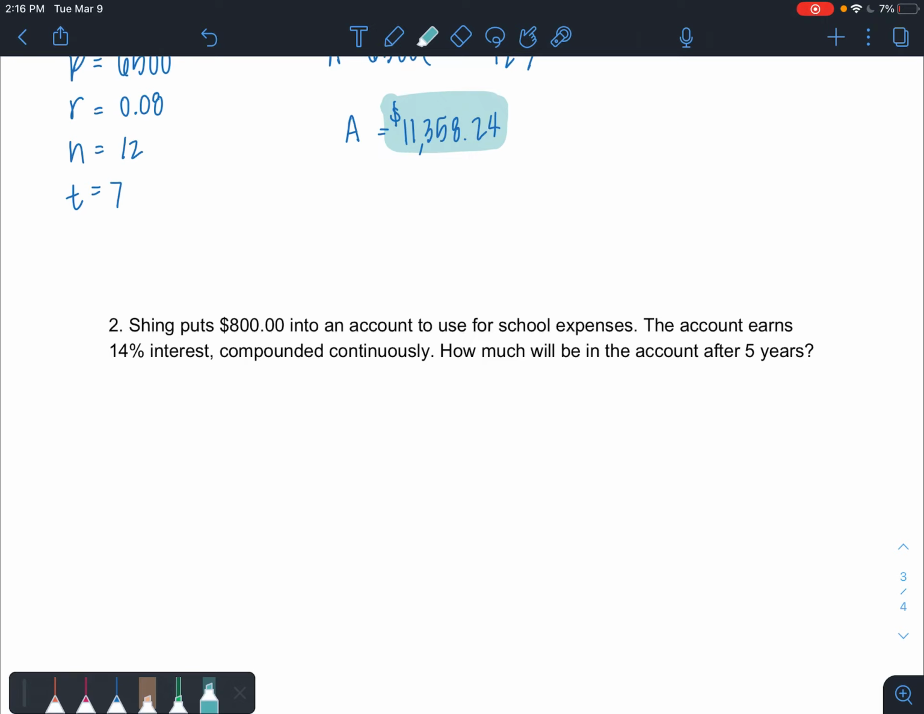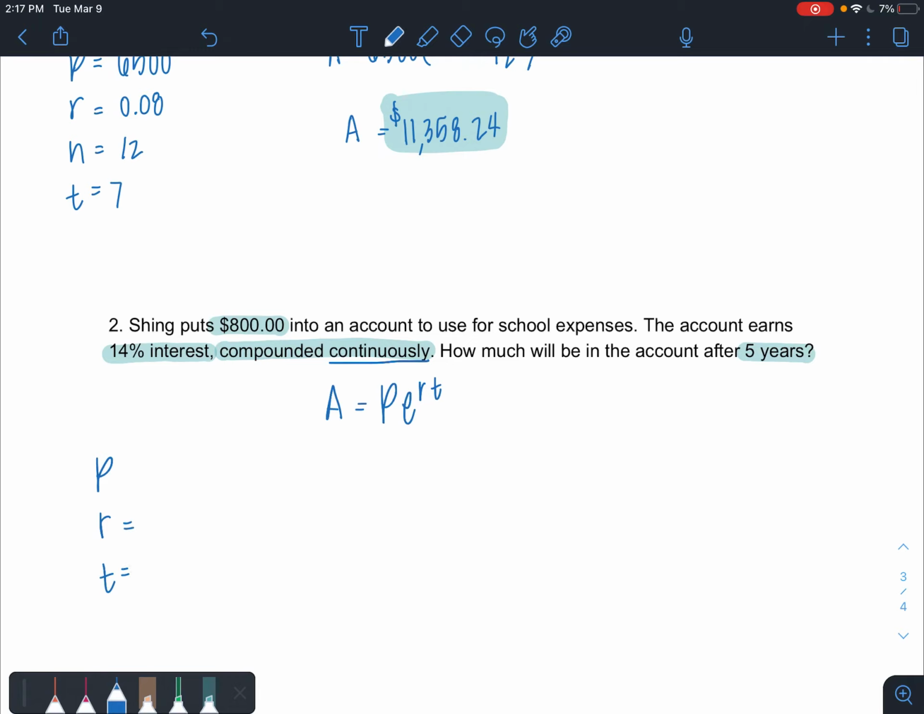Okay. It says Xing puts $800 into an account to use for school expenses. The account earns 14% interest compounded continuously. How much will be in the account after 5 years? And I'm going to go ahead and highlight $800. All right, so this one, since we're compounding continuously, we're going to use the equation P e to the r t. I always remember it's PERT. A lot of people do.